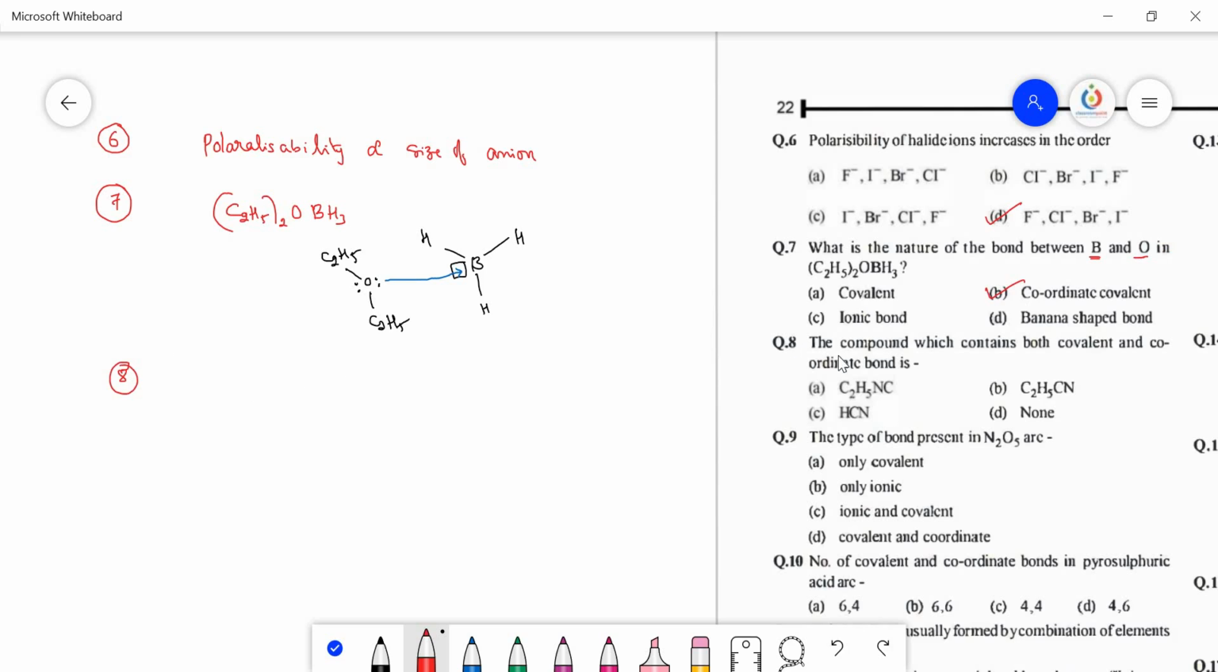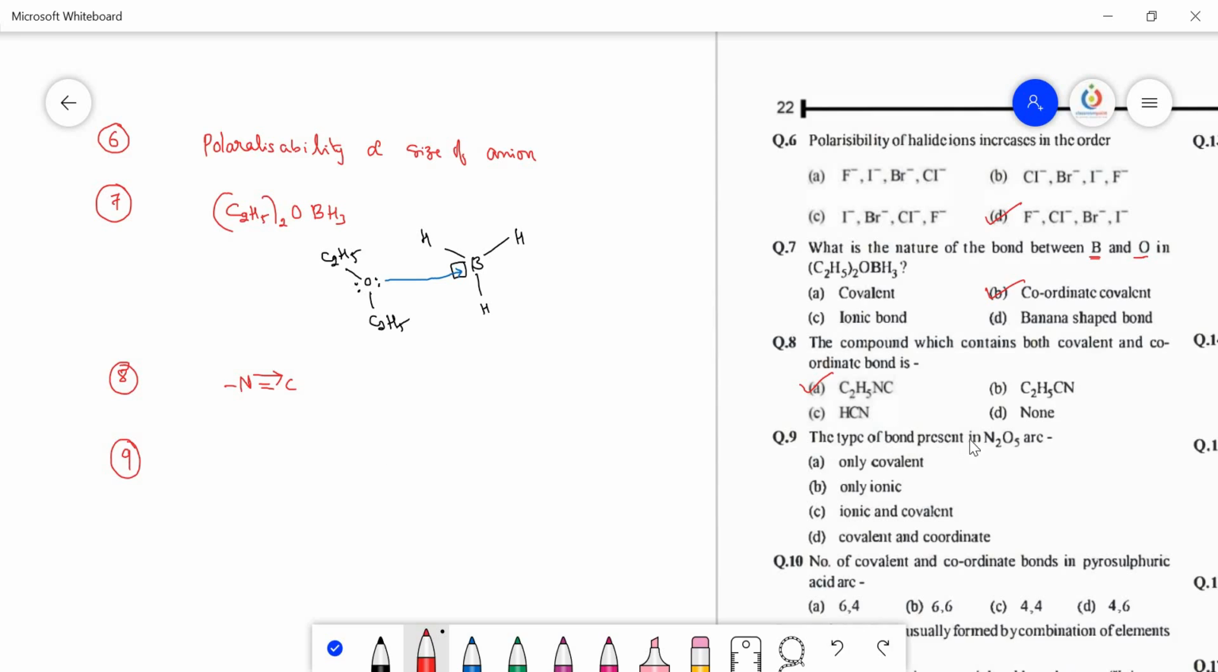Now let us see question number 8. The compound which contains both covalent and coordinate bond is. You must remember that the isocyanide ion is having both of these bonds, because the arrow mark represents the coordinate bond and the remaining are covalent bonds. But in all the remaining cases only covalent bonds are present. Hence option A is correct.